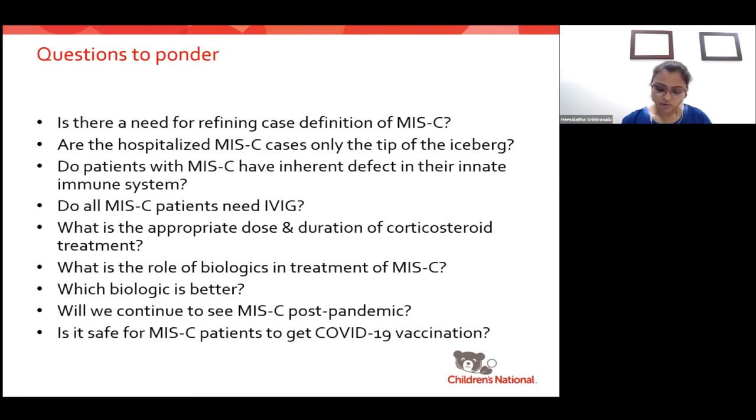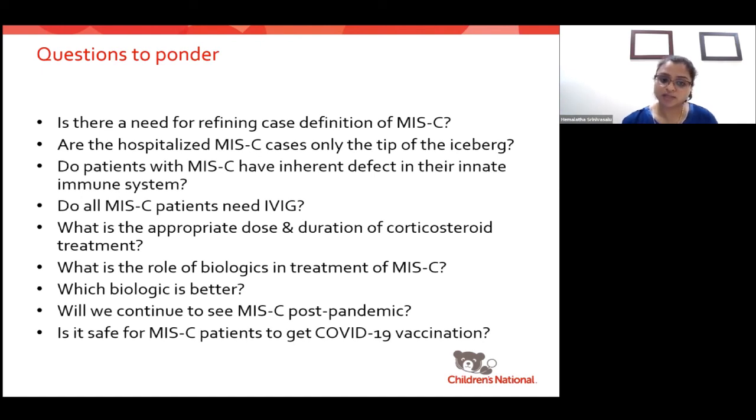We have a lot more to learn about this condition, and I would like to leave you with some additional questions to ponder. Is there now time to refine the case definition for MIS-C? Are the hospitalized MIS-C patients only the tip of the iceberg? Do patients with MIS-C have an inherent defect in their innate immune system? Do all patients with MIS-C need IVIG? What is the appropriate dose and duration of corticosteroid treatment? What is the role of biologics? If so, which one is better?